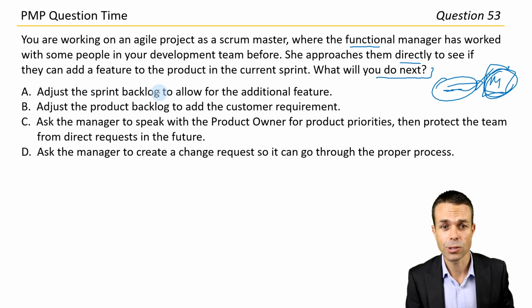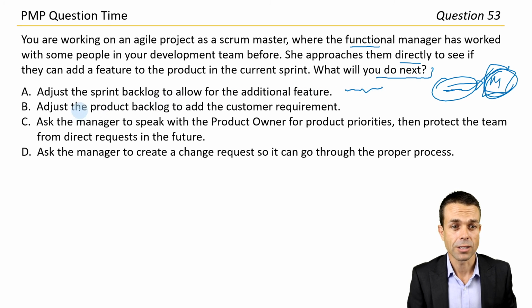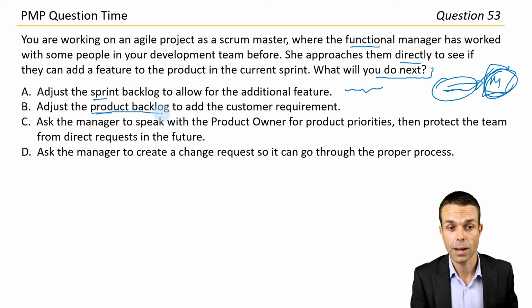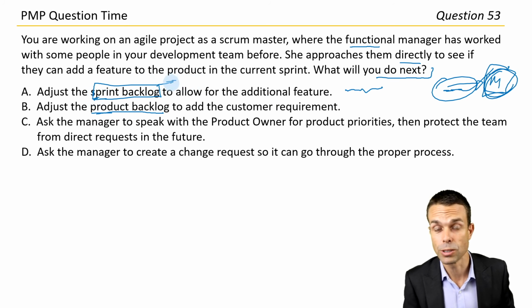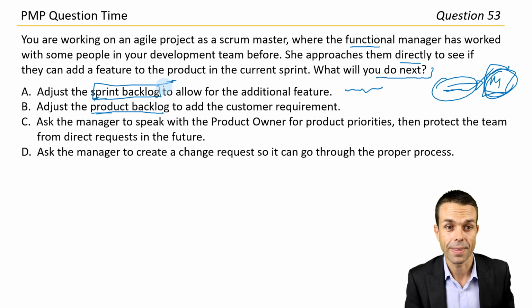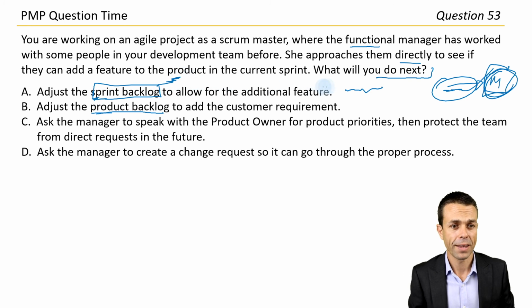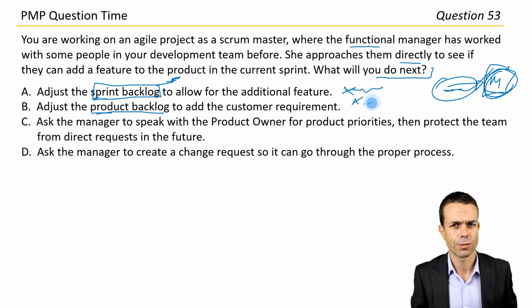Adjust the sprint backlog to allow for the additional feature. Maybe, but then we'd have to prioritize it. And maybe it's not up to us either. I think the product owner needs to do this. Adjust the product backlog to add the customer requirement. Sprint backlog, product backlog. Right, so an extra feature would probably go in the product backlog. The sprint backlog is just for the upcoming sprints. So how much work, what are the user stories we can put in those sprints? That's the backlog of work, the sprint backlog. So I don't think either of those for now.